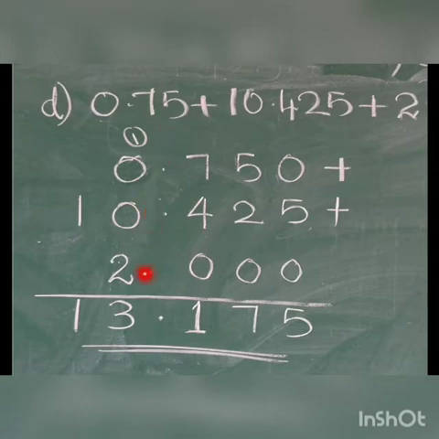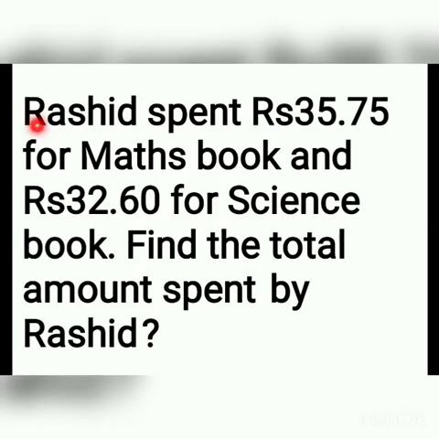The decimal point and place values should be placed correctly. Now solving some word problems. Rashid spent rupees 35.75 for a maths book and rupees 32.60 for a science book. So he spent money for two books, maths book and science book. Find the total amount spent by Rashid.